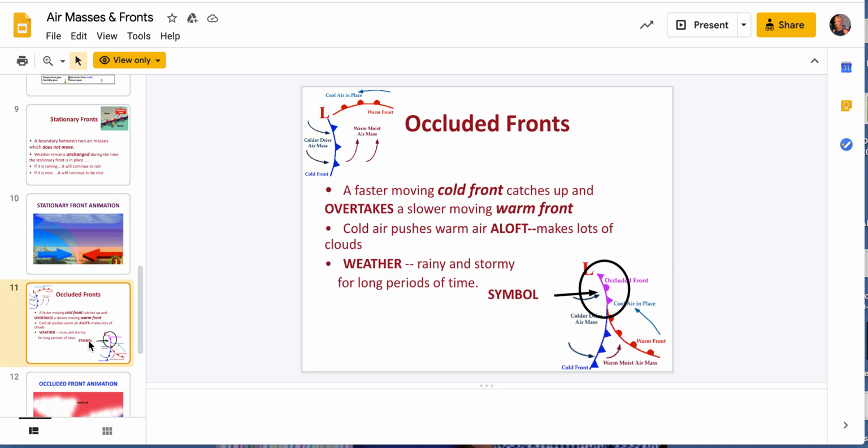We also have occluded fronts. Okay, a faster moving cold front overtakes the slower warm front, and the cold air pushes that warm air aloft, and it makes a lot of clouds, and it can make rainy and stormy weather. You'll see these on the weather map, and it's kind of like they're mixing together. Where stationary wouldn't move, these have kind of come together, and that's why we see it as that purple. It's like that red and that blue have come together to make that.